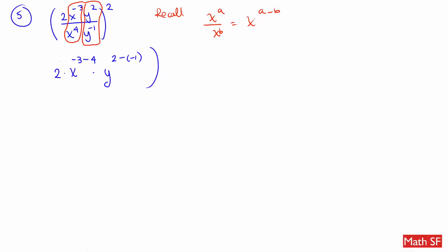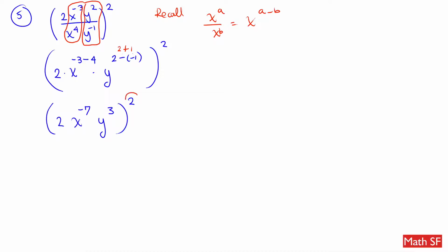Then all of these are squared. Now you get 2, and I'm going to work these ones out. So x to the negative 3 minus 4 is actually negative 7, times y. Now I have to clear the parentheses, right? If you do negative and negative, it actually becomes plus 1. So you're actually doing 2 plus 1, and 2 plus 1 is 3. Then I still have this 2 outside.